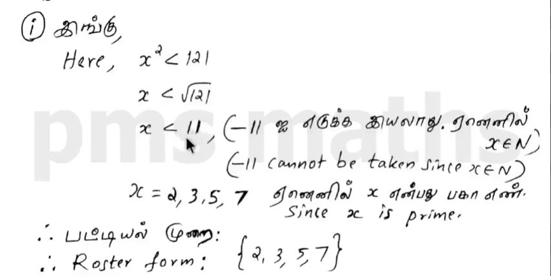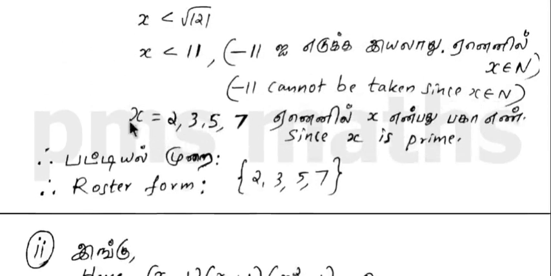x less than 11. Therefore, we can take x is equal to 2, 3, 5, 7, since x is a prime number. Here we have to take the values of x as prime numbers. Therefore, x is equal to 2, 3, 5, 7. Therefore, we can write roster form. Roster form means ordinary form of the set. Therefore, write the elements. Set bracket, then write the elements of the set or values of x. Here, values of x are the elements of the set. Therefore, we can write 2, 3, 5, 7.